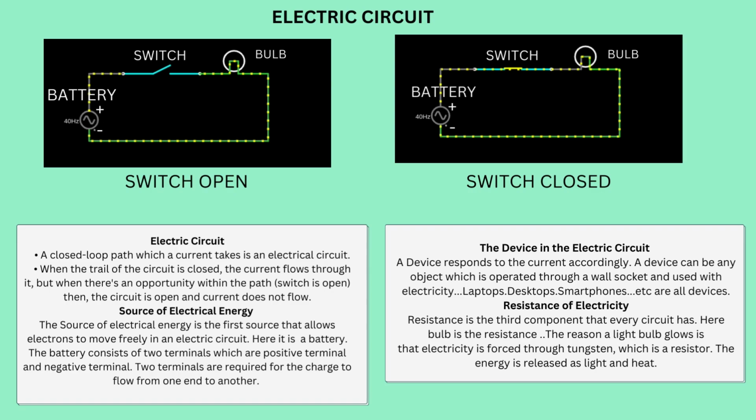Source of electrical energy. The source of electrical energy is the first source that allows electrons to move freely in an electric circuit. Here it is a battery. The battery consists of two terminals which are positive terminal and negative terminal. Two terminals are required for the charge to flow from one end to another.